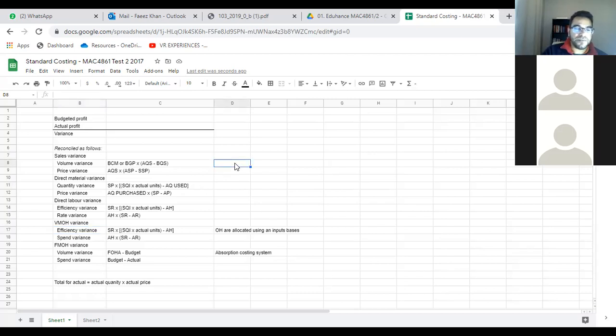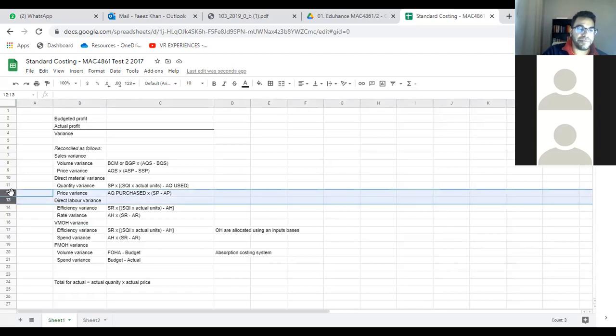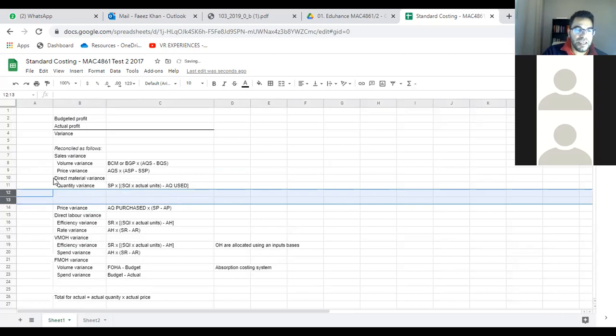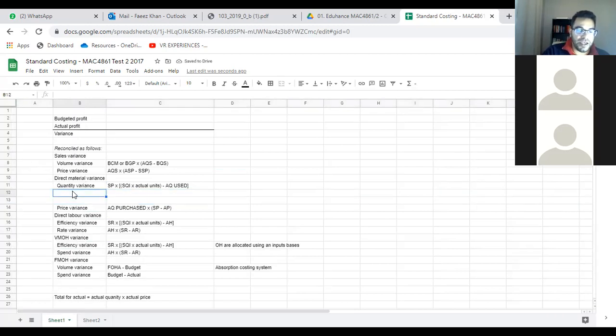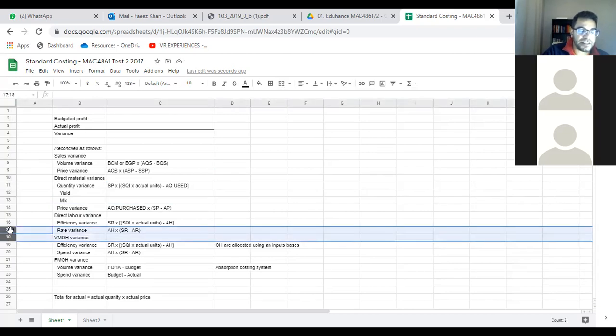In many cases, or in some cases, the quantity variance can be broken down further into a yield and a mix. Same thing over here, it can be broken down into a yield and a mix.